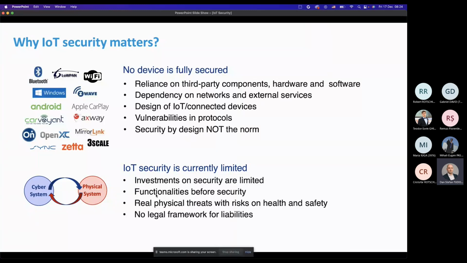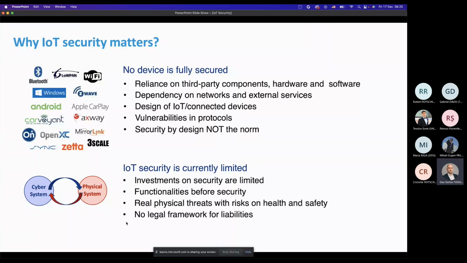There's kind of an emphasis on functionality before having security in the system, which is good, it takes you to a certain level, but after a certain size of your IoT network, it becomes very troublesome because there are real physical threats with risks to the health and safety of millions or billions of users. Given that IoT systems usually implement applications that might be critical, these have repercussions which are sometimes very, very dire to a lot of people.